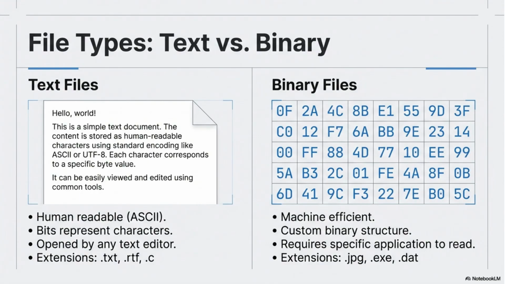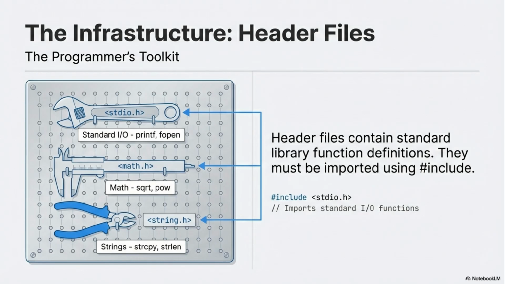Files are categorized as either text or binary. Text files are human readable, while binary files are machine efficient and require a specific application to read. Header files, like stdio.h, contain standard library function definitions. They are essential for file operations and must be imported using the hashtag include directive.